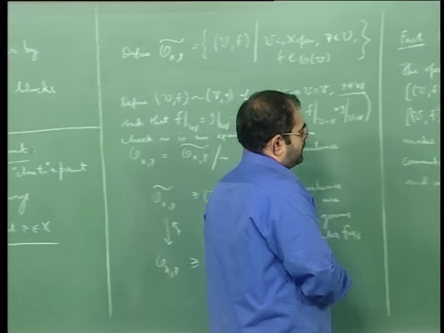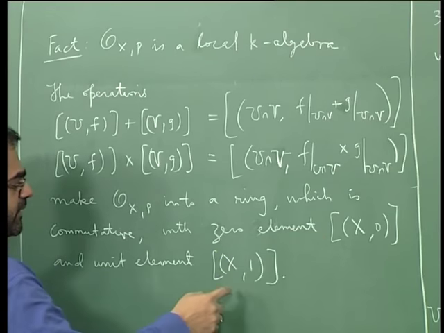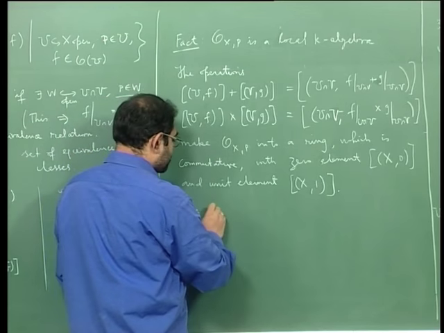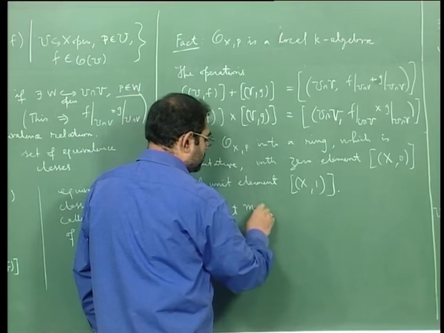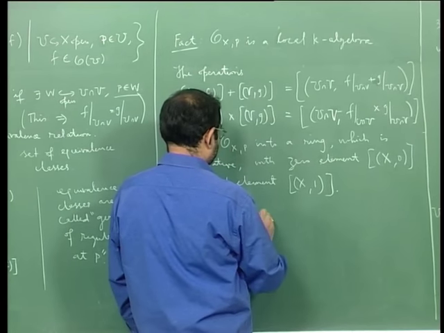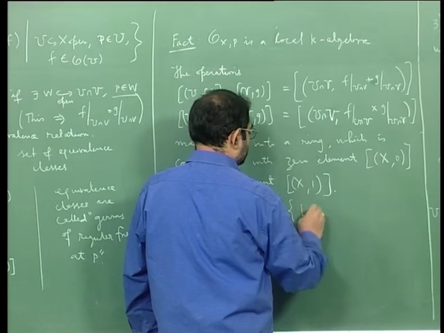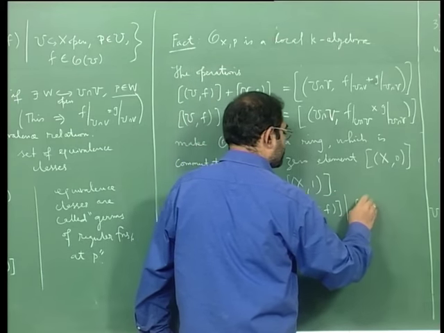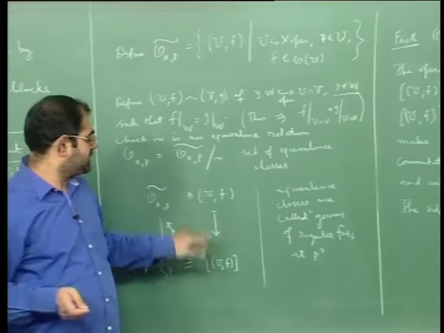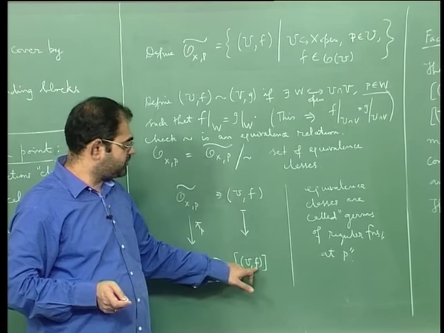Okay, so this makes it into a commutative ring with this as zero element and this as unit element, and further it's a local ring. Why? Because the subset M_{X,P}, let me write M_{X,P} to be the set of all germs (U, f) such that f vanishes at P. Whenever you take a germ, it's represented by a regular function on a neighborhood, and you take the subset which corresponds to functions that vanish at that point.